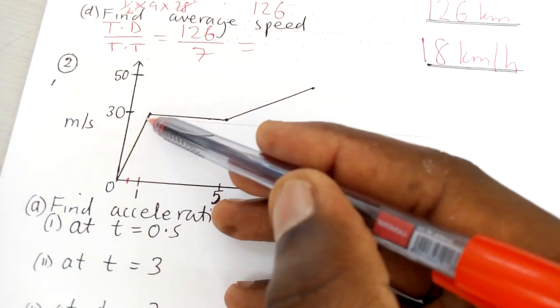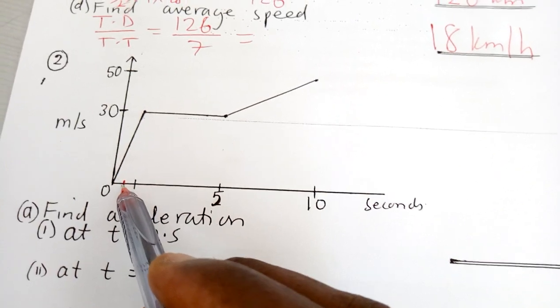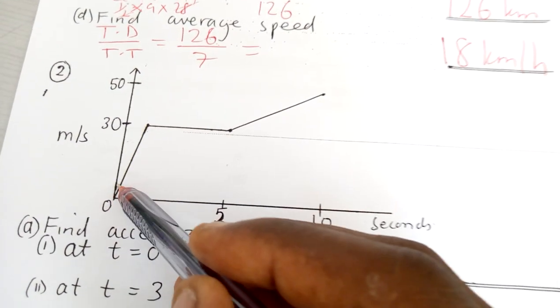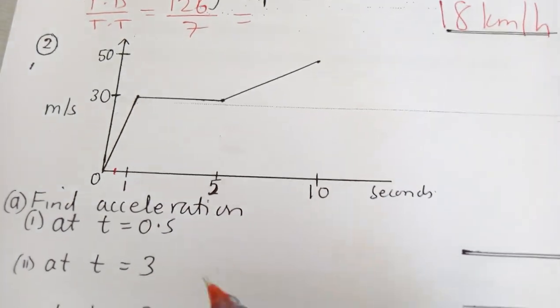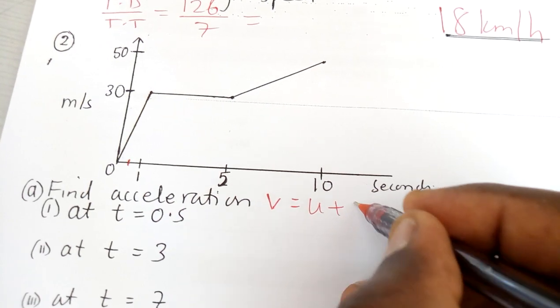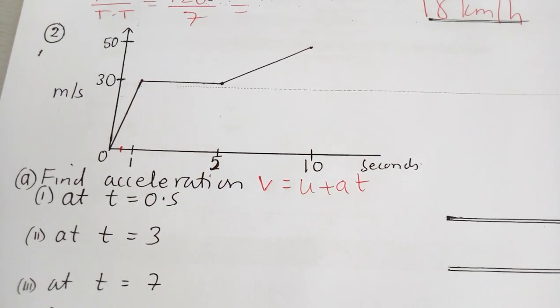Now, because all this is constant acceleration, we shall ignore this position and we take the whole line, because the whole line has the same acceleration. Remember, our formula is V is equal to U plus AT.